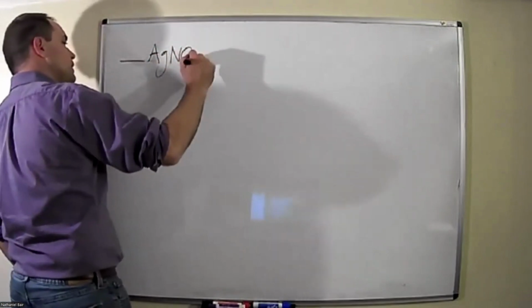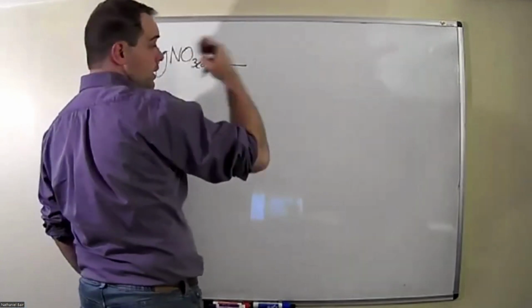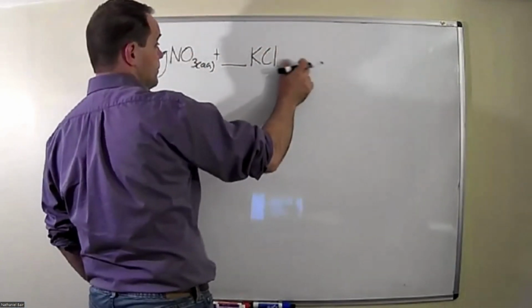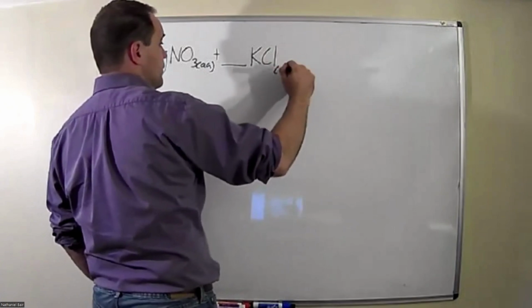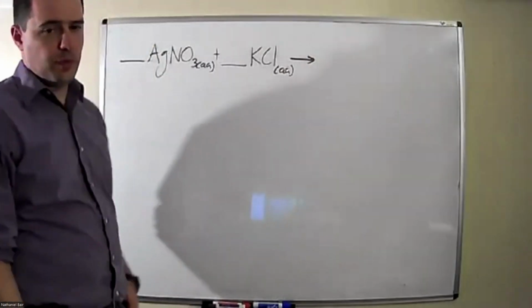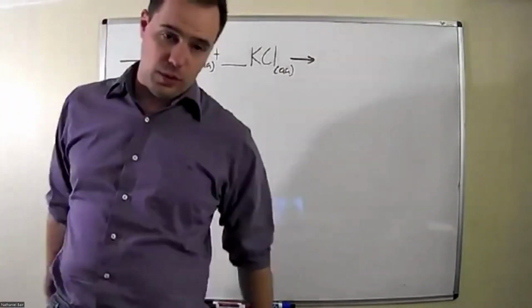Let's take silver nitrate, an aqueous solution of it, and let's mix it with an aqueous solution of potassium chloride. Okay. Predict the products for me. Apply the solubility rules to those products. Go ahead. We'll start there. Give me a balanced molecular equation.